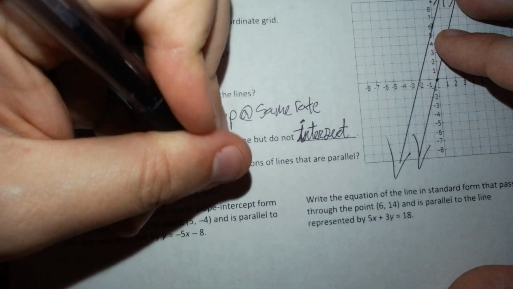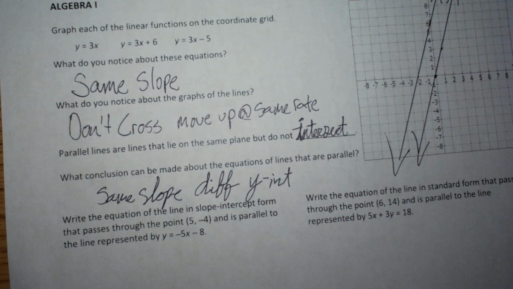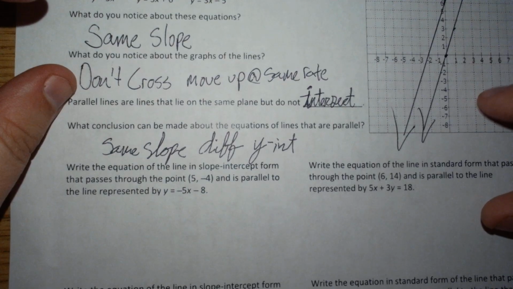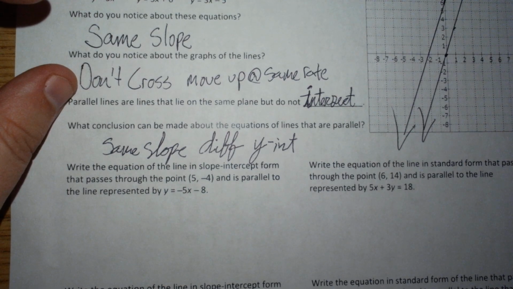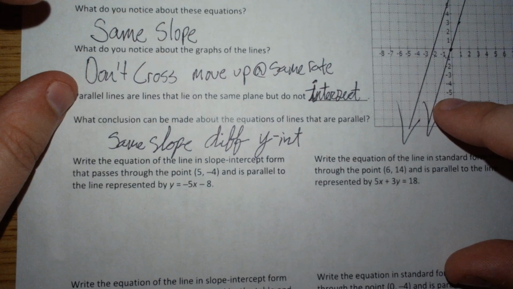Okay, and so the conclusion that we're kind of looking for here is that the equations have the same slope but different y-intercepts. Because if they had the same y-intercept, they would actually be the same line. So, same slope, different y-intercepts, and we end up with lines like that.